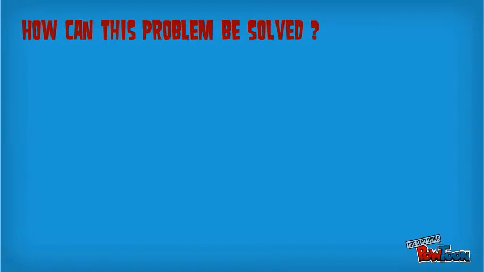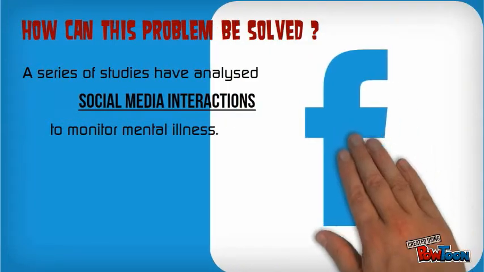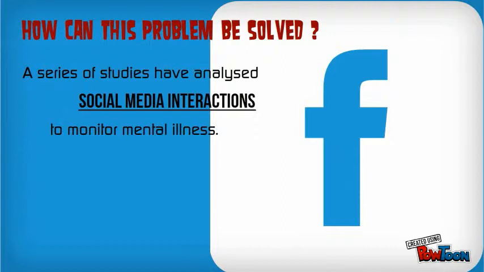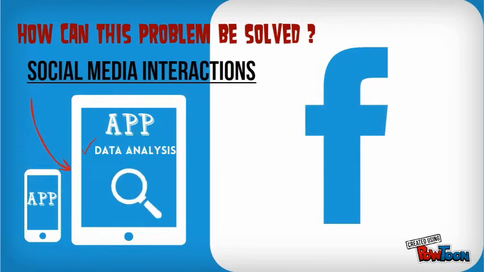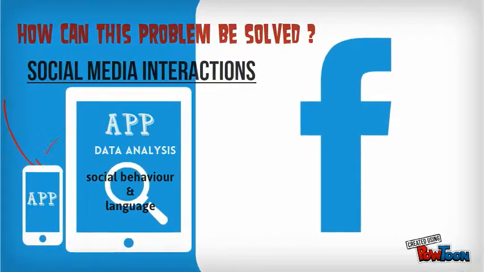So how can this problem be solved? Is there a way of developing a mechanism for systematically monitoring the behaviour of at-risk patients? We found that a series of studies have analysed social media interactions to monitor mental illness. From this, we came up with an idea of developing an app that utilises this data to monitor the social behaviour and language expressed by at-risk patients to intervene before they relapse.